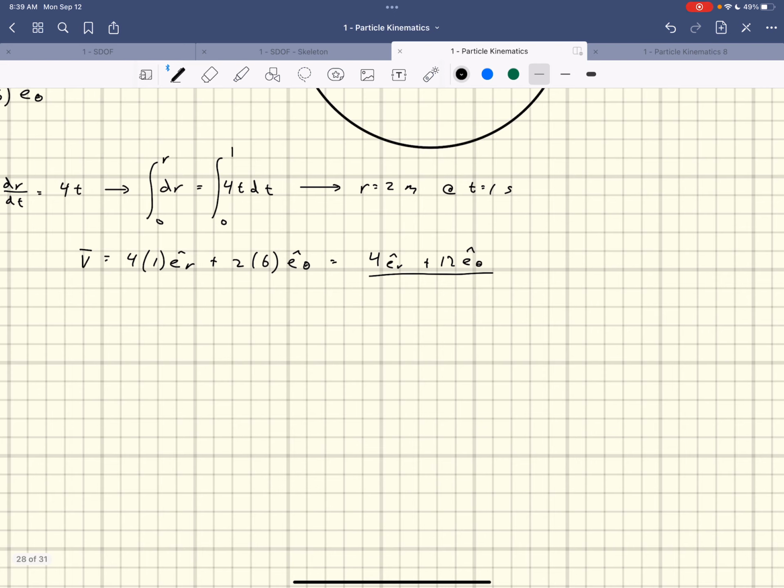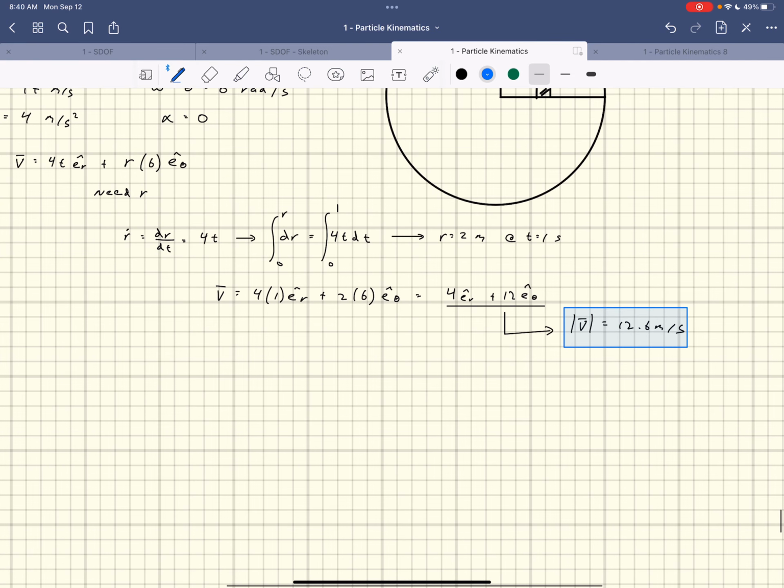You get the magnitude by doing the square root of the sum of the squares. Often you just put lines on the outside. This ends up being 12.6. Okay, any questions about that?